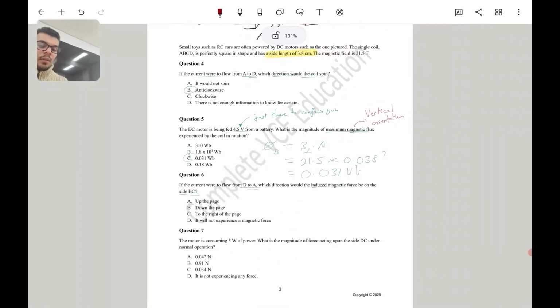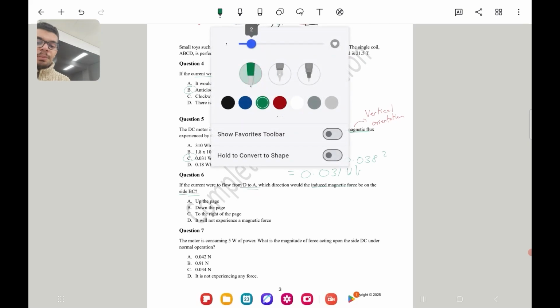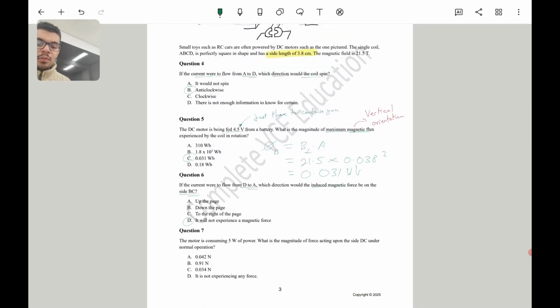Because of this, the magnetic force will not exist on that side.